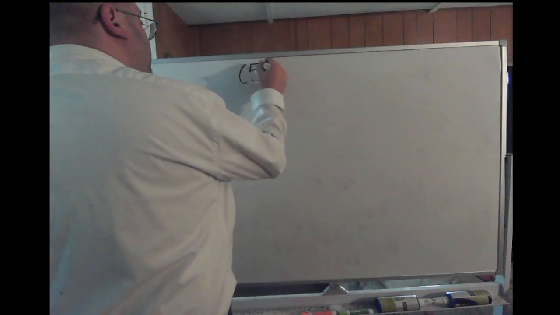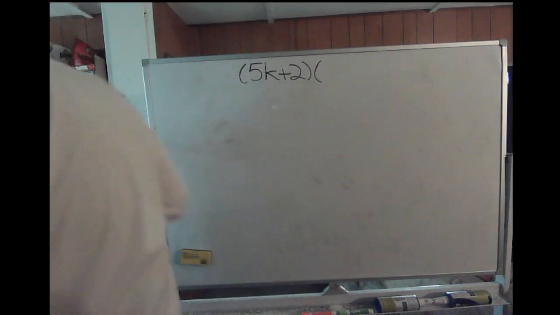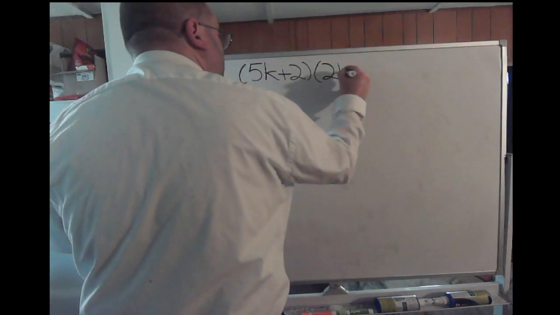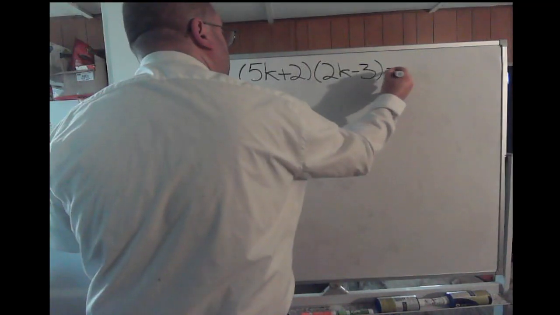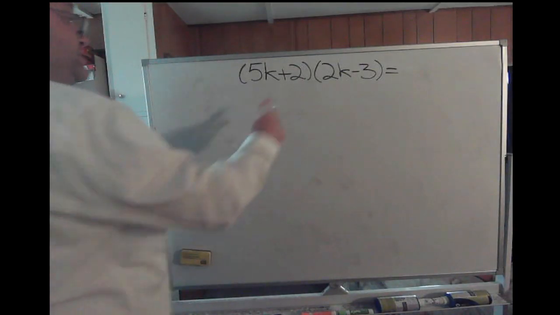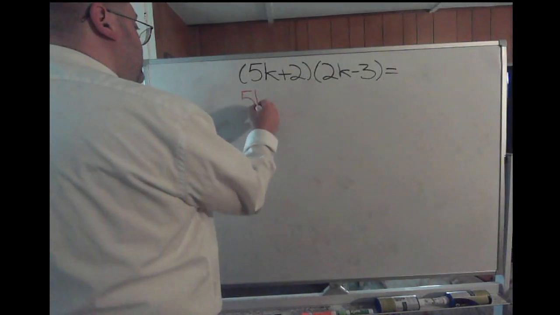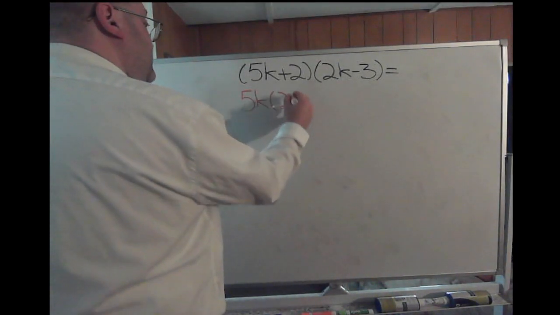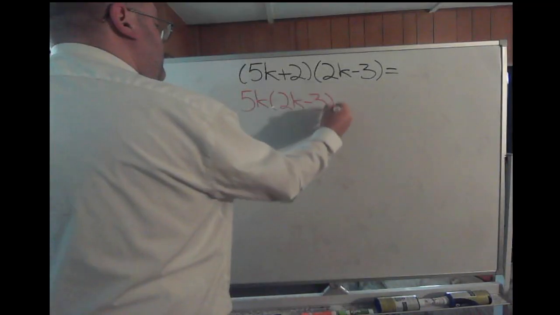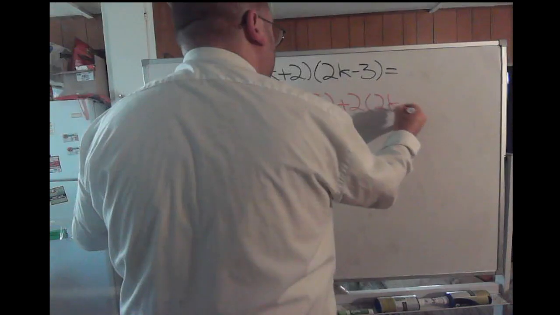Alright, one more example here. We got 5k plus 2, that quantity times the quantity of 2k minus 3. Alright, so we'll take the quantity of 5k plus 2 times the quantity of 2k minus 3. We'll start with your 5k. Take that times the quantity of 2k minus 3 plus 2 times that quantity of 2k minus 3.